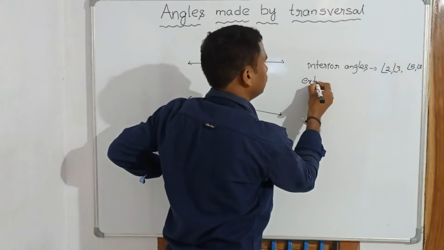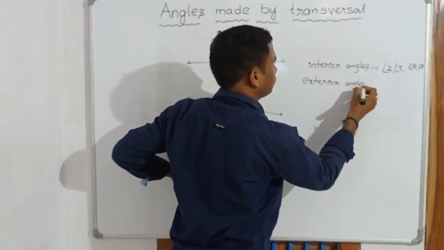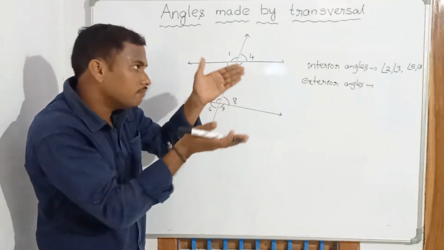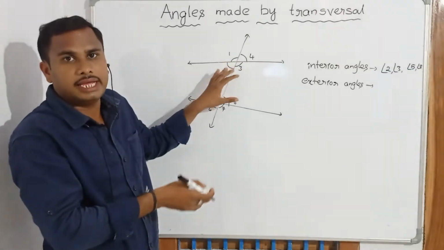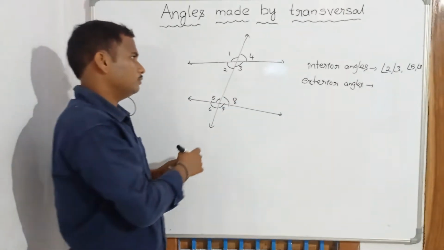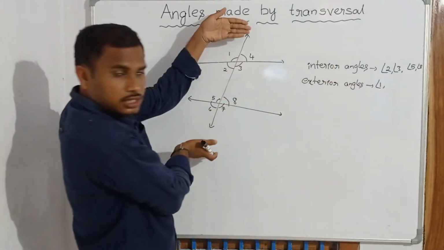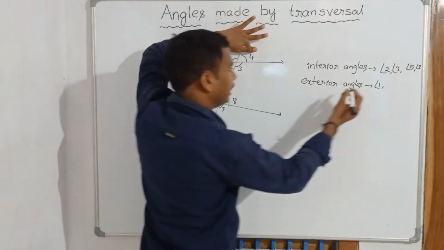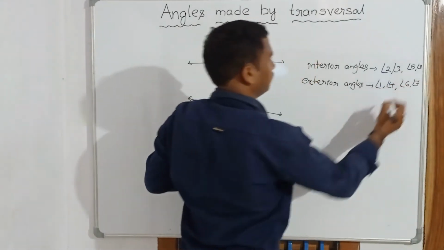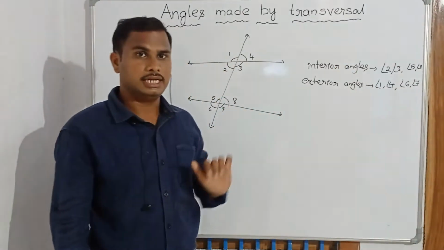Next one, exterior angles. What is exterior angles? Outside of the two lines. Inside of the two lines means interior angles. Outside of the two lines means exterior angles. What is the exterior angle? Angle 1, outside of the two lines. Angle 1 and angle 4 and angle 6 and angle 7. Okay? Interior angles and exterior angles.